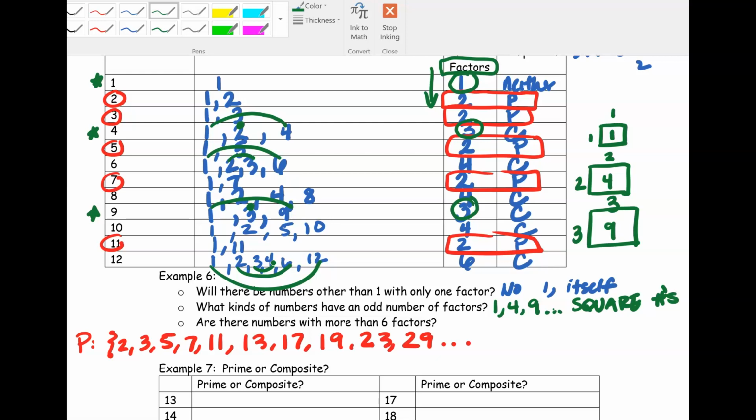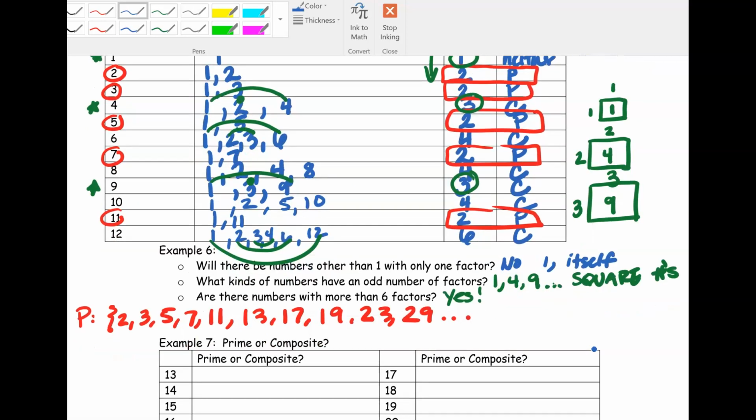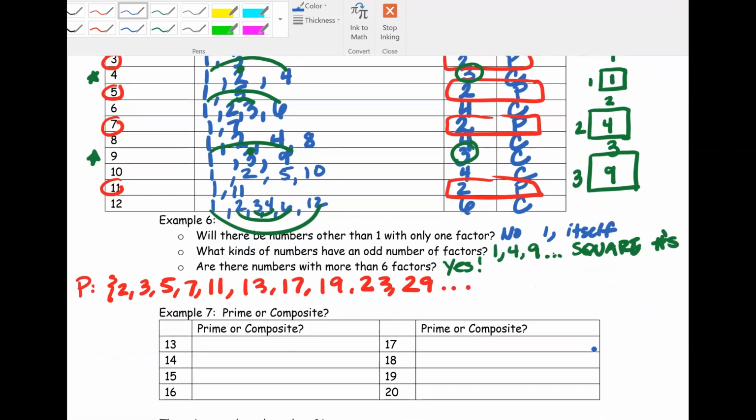And then lastly, are there numbers with more than 6 factors? What do you think? The answer is yes. There are numbers with more than 6 factors, because think about it, the numbers don't ever end. So numbers can get bigger and bigger and bigger. And so there are infinitely many numbers with a very large amount of factors. So there's no limit there.